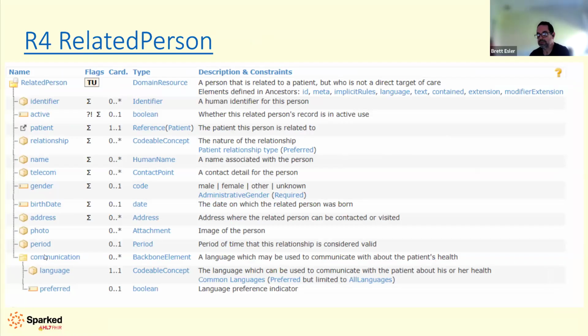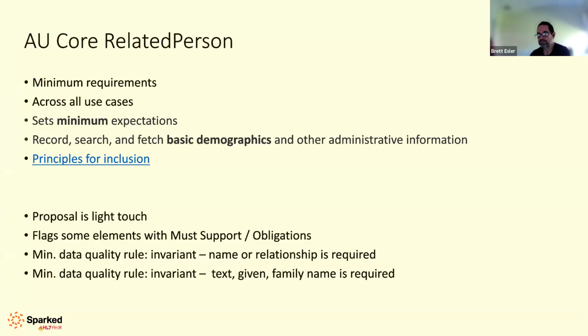so we have to really decide which elements are relevant, and we think we need to support for the AU Core profile. So just to talk about what we do with AU Core profiling. So the first bit's really just to remind what AU Core is about.